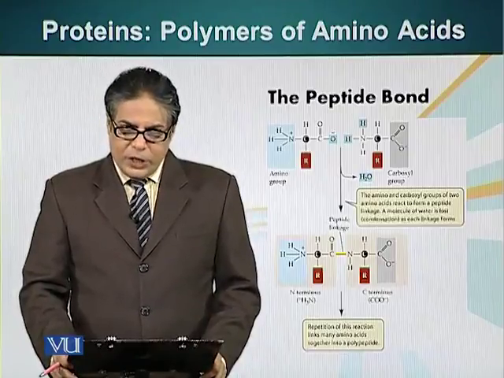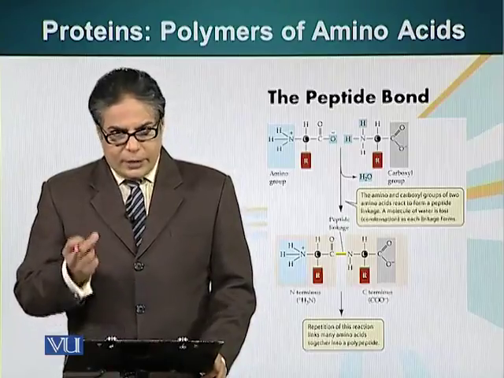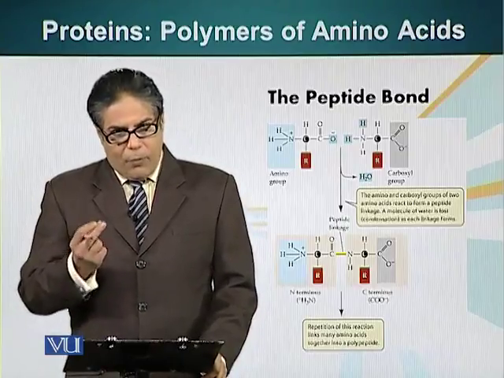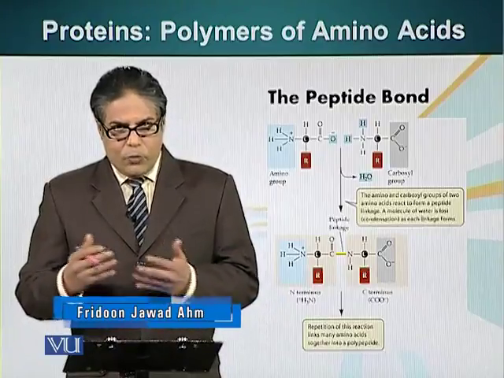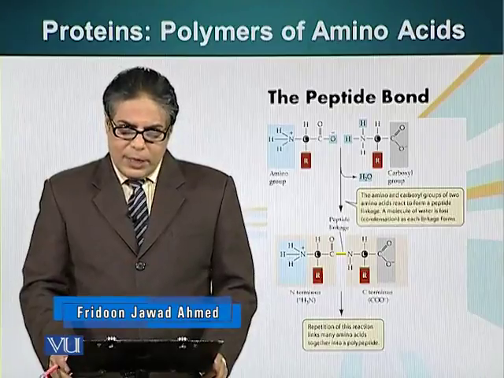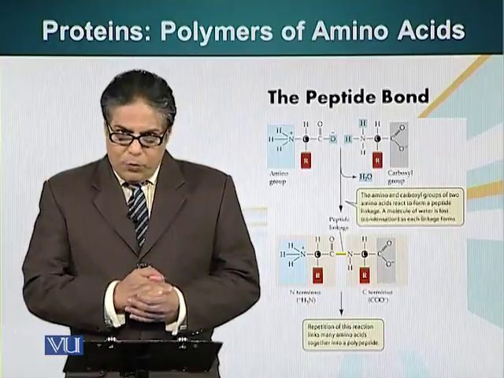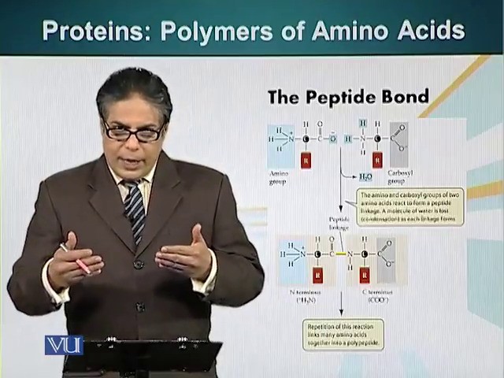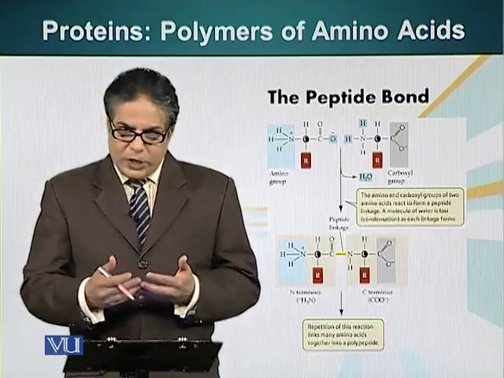We have already mentioned that amino acids are the basic unit of proteins. They are the monomers. These monomers are linked together with one another through a peptide bond. A peptide bond forms when a water molecule is removed from two adjacent amino acids, a condensation reaction.